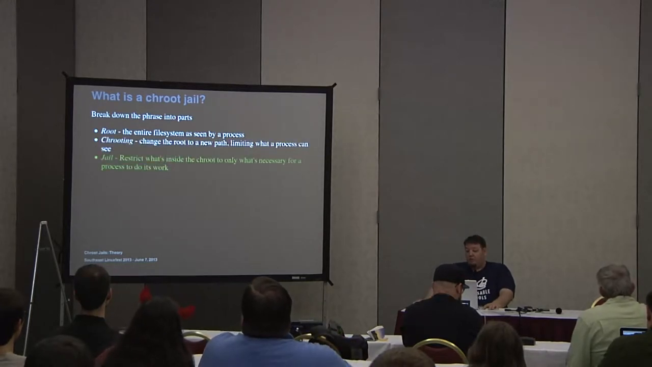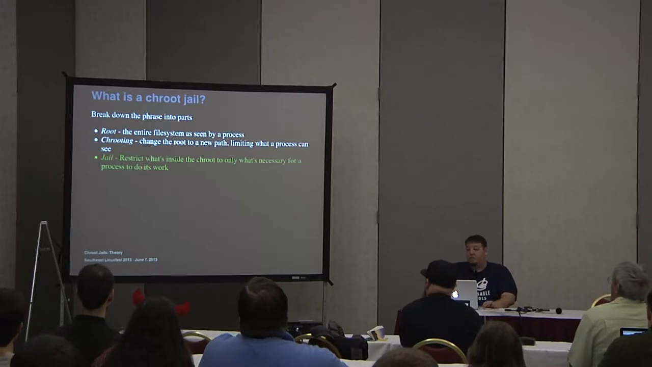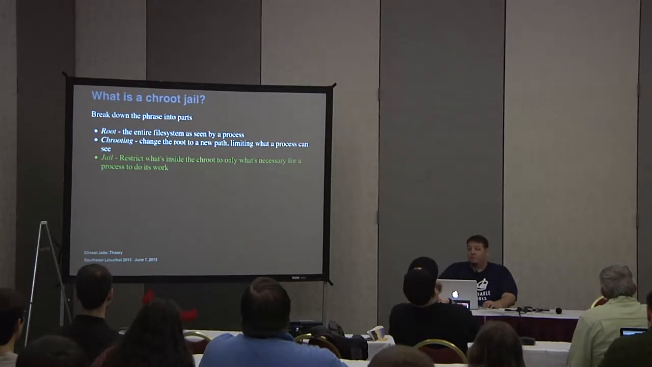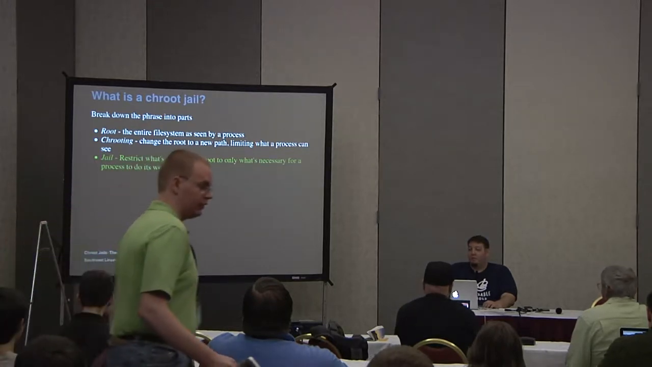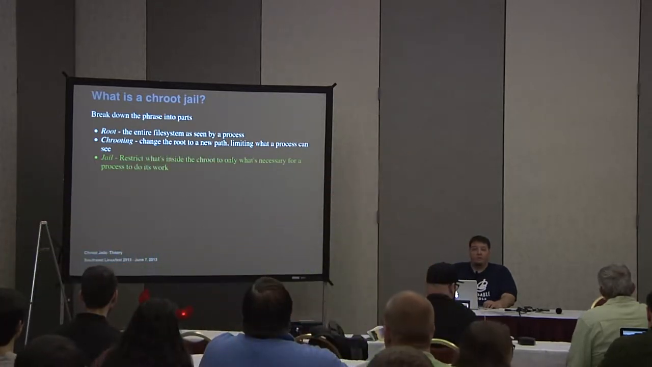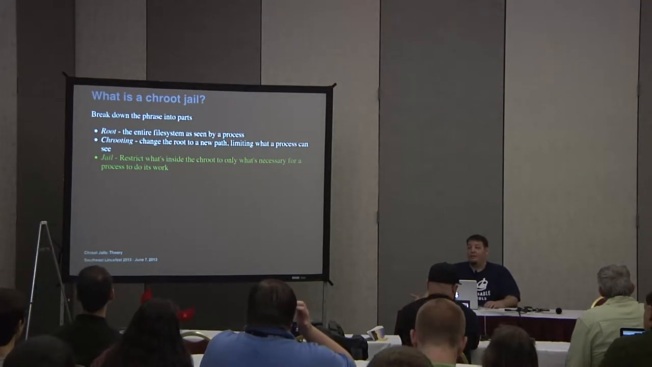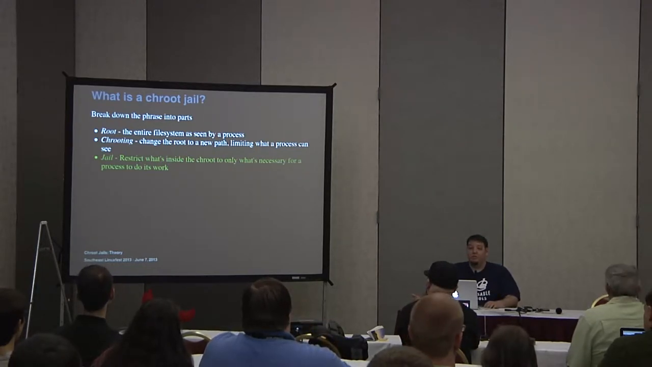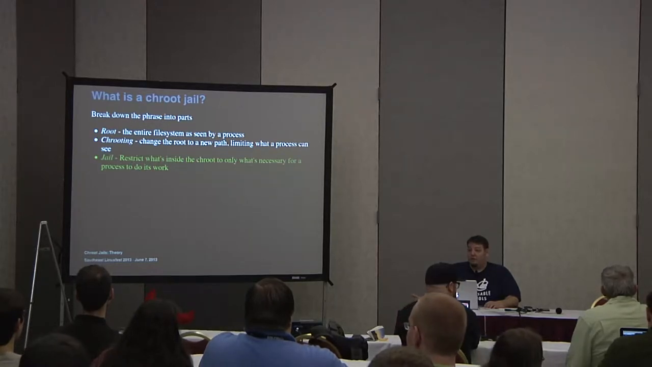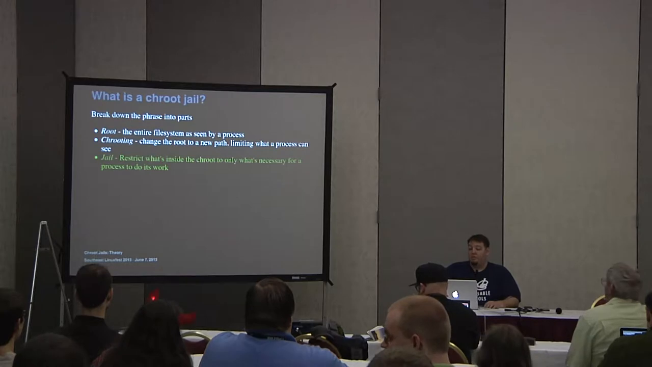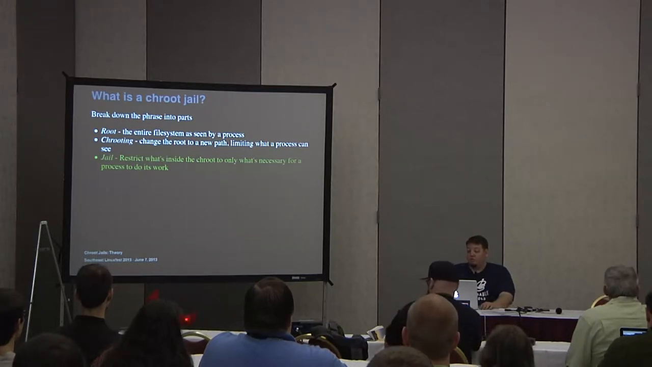And the jail portion of this is that we're going to restrict what is inside the chroot to only what's necessary for a process to do its work. Meaning, I don't need 90,000 libraries in my chroot jail for one small tool. I'm not going to carry a whole bunch of extra configuration files. I'm not going to copy the entire contents of my /etc directory into a chroot jail. There's not much point. There's a lot of extraneous information. Part of the reason we do this is because we want to restrict what information is visible to this service, tool, process, user, what have you.